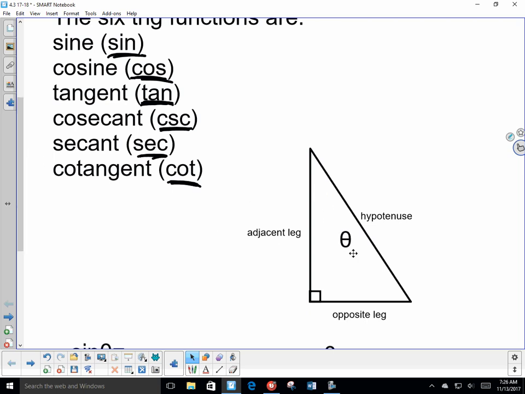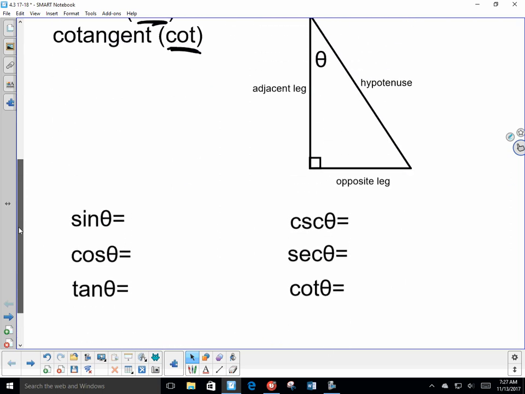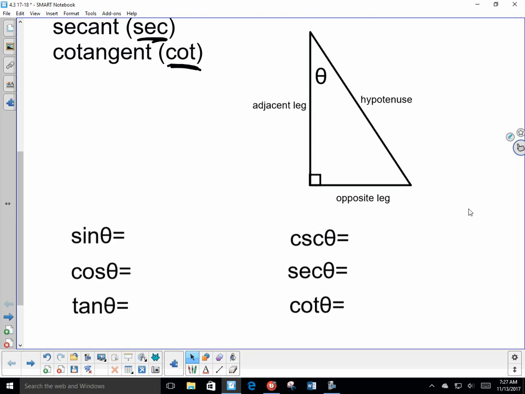If I switch and put my theta here, the hypotenuse is not going to change, but this would become the opposite leg, and this would become the adjacent leg. All right, let's go back to the way I had it originally. The opposite leg is across from the angle, and the adjacent leg is the one that has one side of that angle. So how are we relating these trig functions?